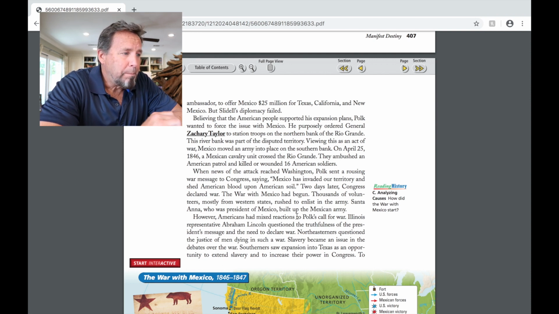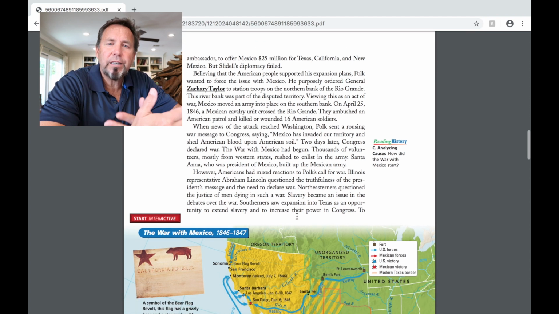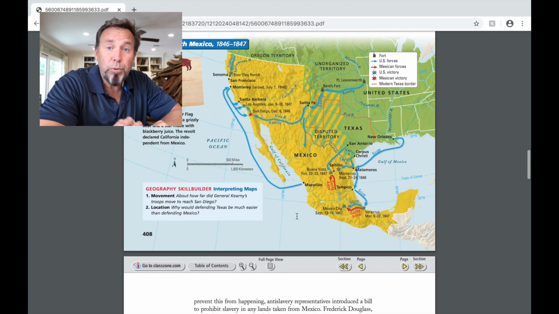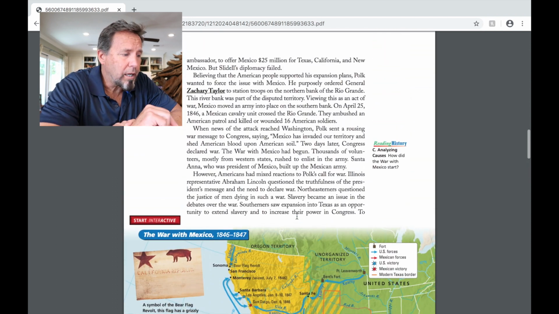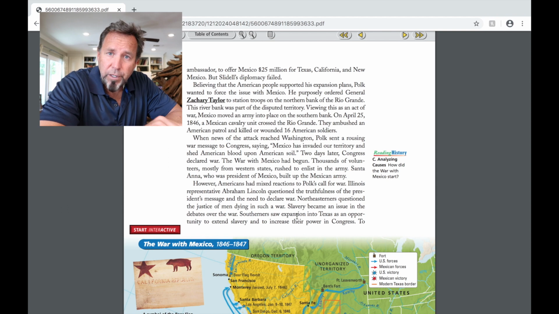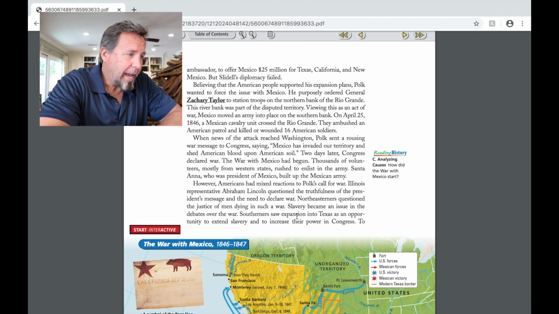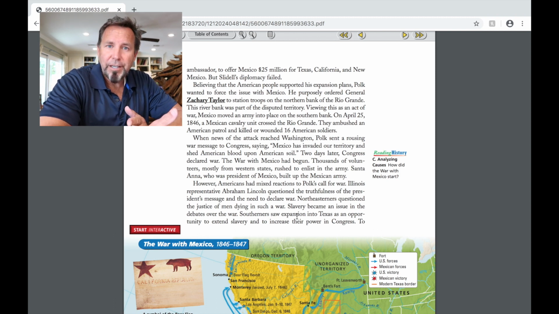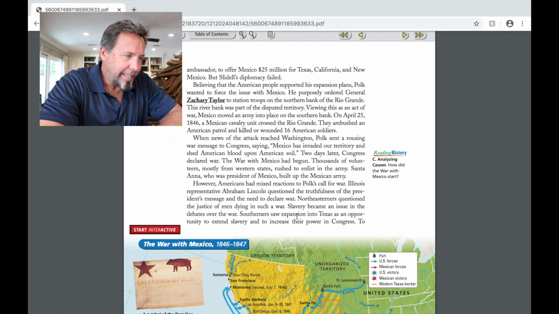So Polk knew that he needed a reason to go to war. So basically, in the story it tells you, he manufactured a reason to go to war with Mexico by telling a general to put troops in disputed territory. And that kind of forced Mexico to respond with force. And after Mexico responded with force, that gave Polk the idea of saying, well, Mexico has invaded our territory.